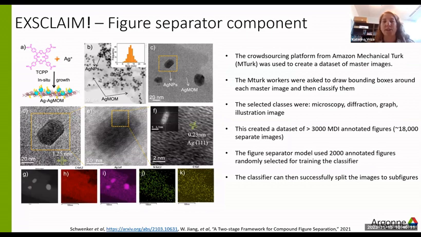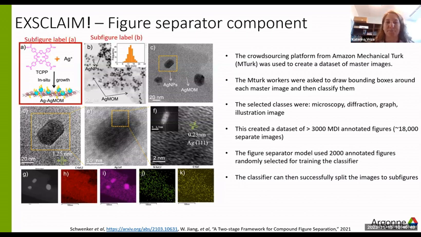Behind this is a vision model that was trained using the crowdsourcing platform from Amazon. Several MTurk workers were given these large images and asked to draw boxes around the subfigures. This created a large dataset of more than 3,000 annotated figures from the users working on Amazon Mechanical Turk. Then the visual model was trained so that it was able to separate a large figure into all these subfigures. So this is the figure separator component.